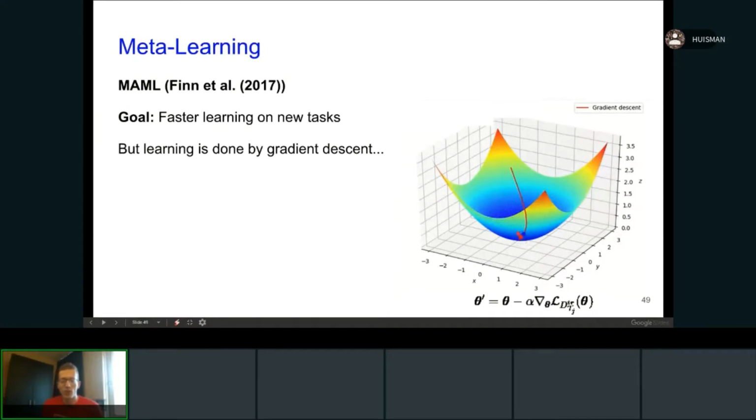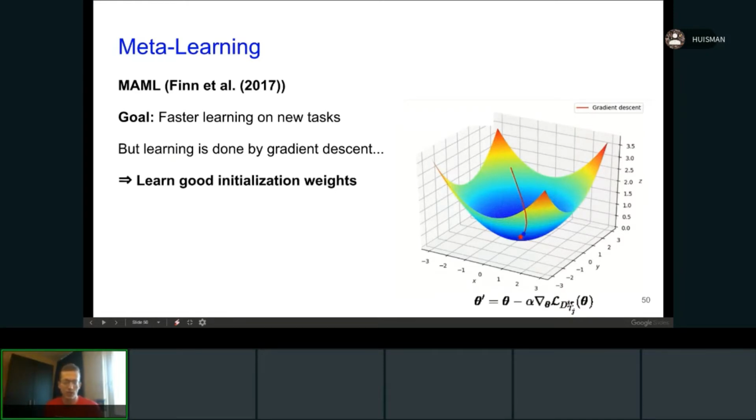So then you may ask, well, if this learning procedure is fixed to be gradient descent, then how can we ever achieve faster learning on new tasks? So the key idea of MAML is here to learn a good weight initialization. So to learn good parameters to initialize your neural network, which allows for faster learning.